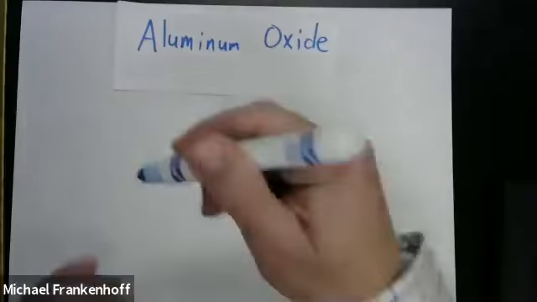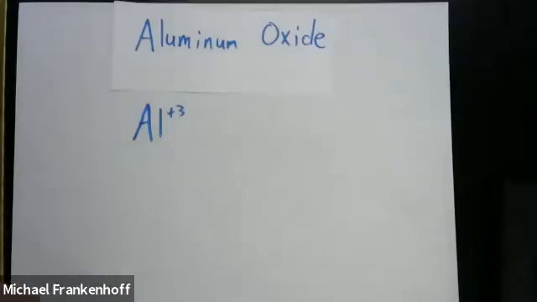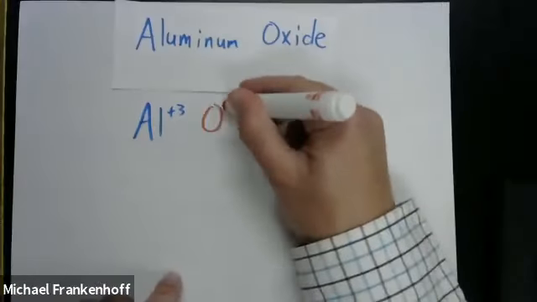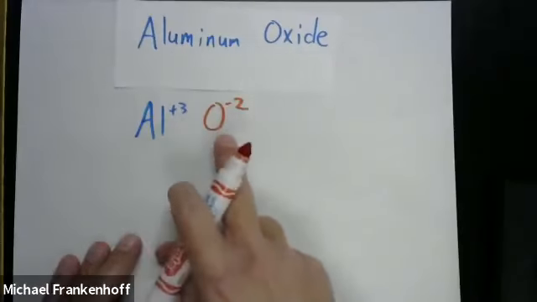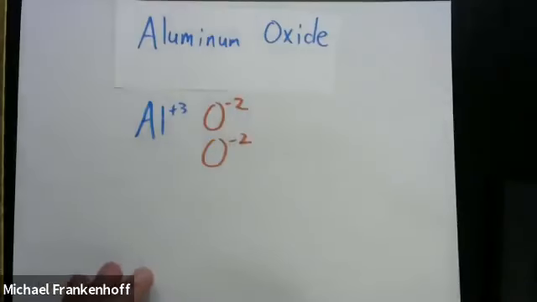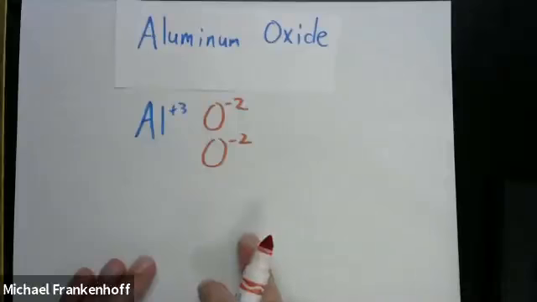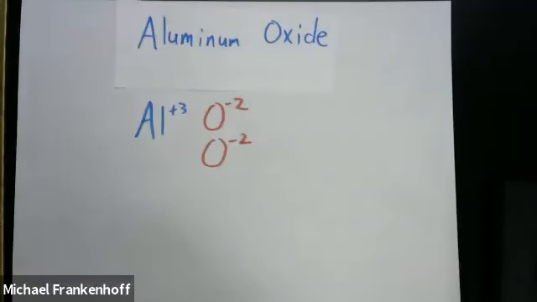So let's write this down. Our metal has a charge of +3, and our nonmetal has a charge of -2. Oh man, how's this going to work? We've got more positive charge than negative charge. So I'll add some here. But now I've got more negative charge than positive charge. So I've got -4 here and +3 here. So let's add another aluminum.